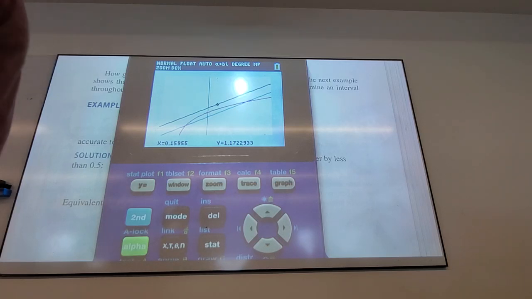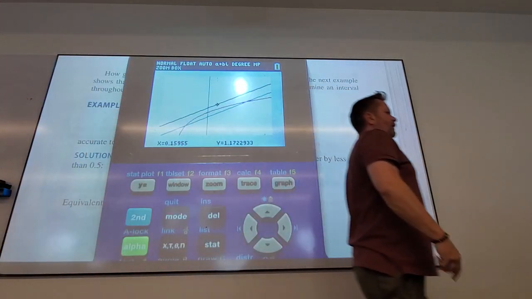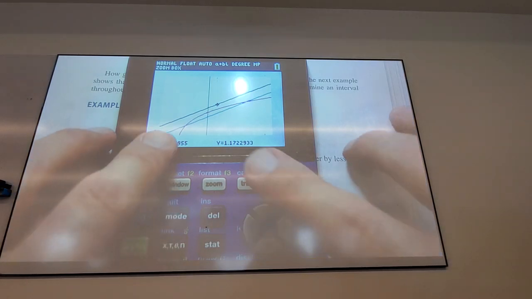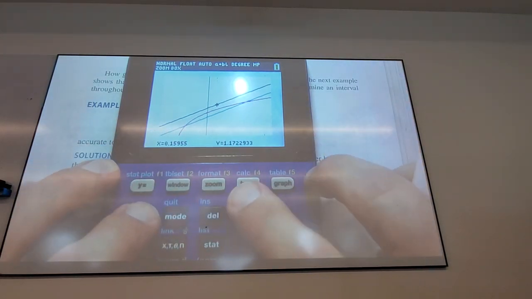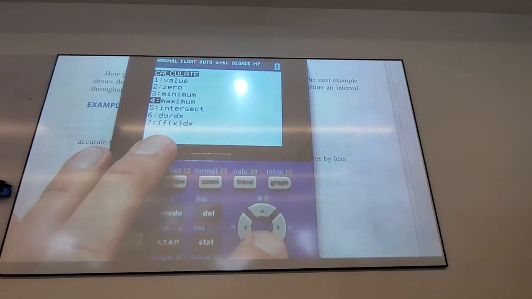Okay. So how do I find that? I find the intersection here using the intersect thing.